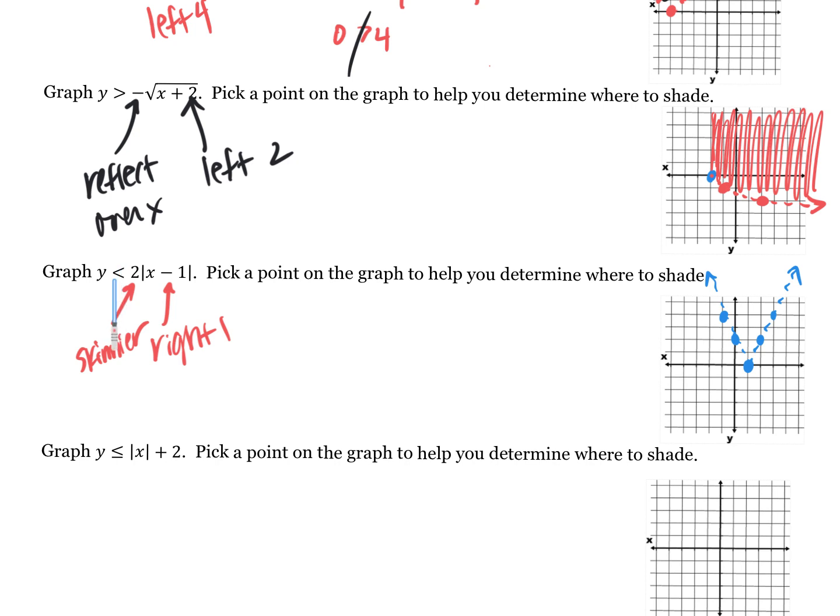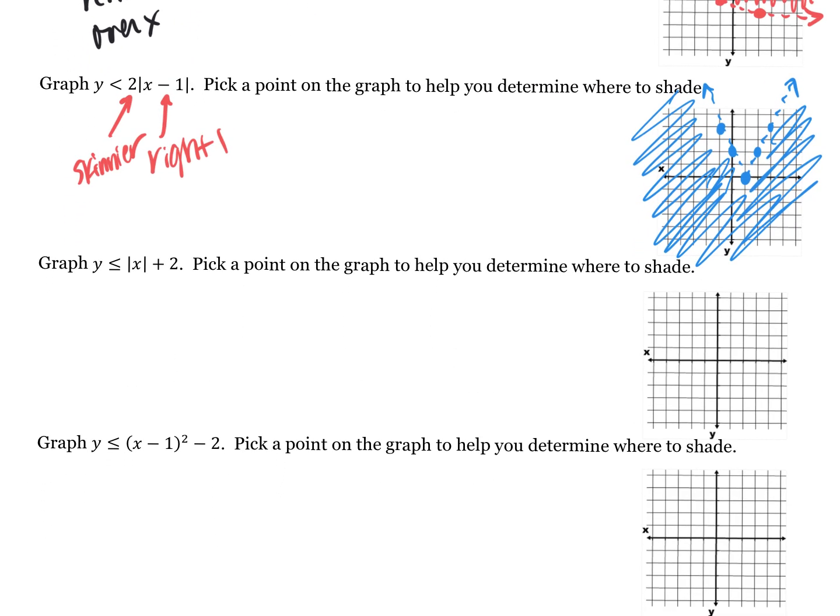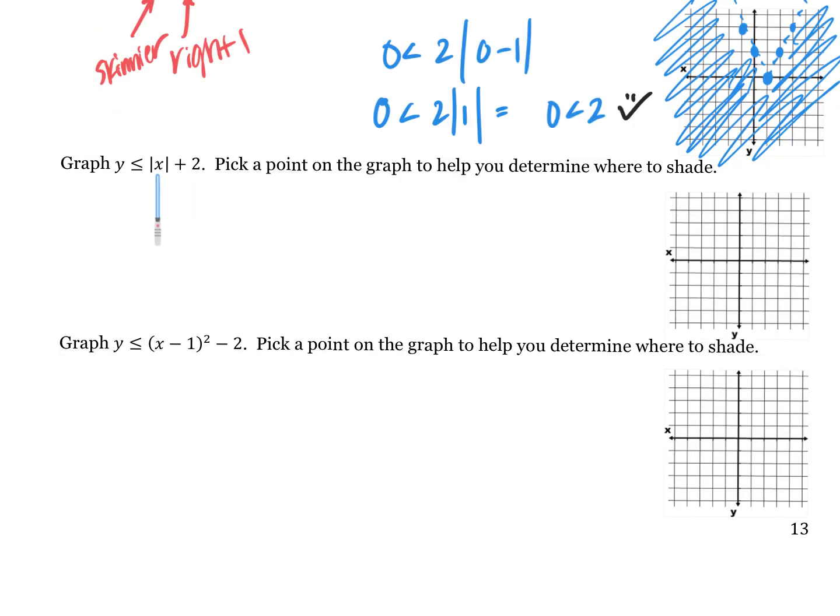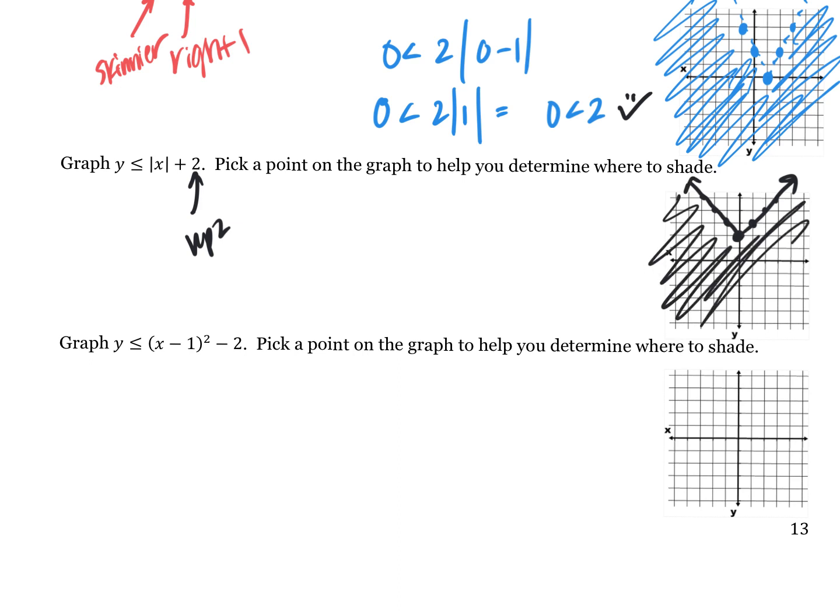Shading above or below if it's less than? Below it. Again, we could have used 0, 0. It would have given us a true statement, so we would have known to shade below. It's a V. What are we doing to that V? Up 2. What's the slope going to be? 1. We're back to 1. Solid or dashed? Y is less than or equal to, so above or below?